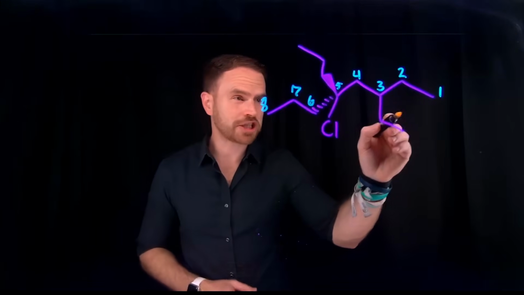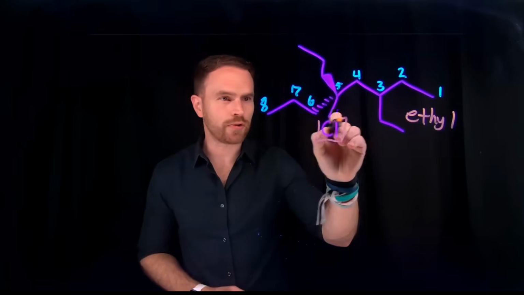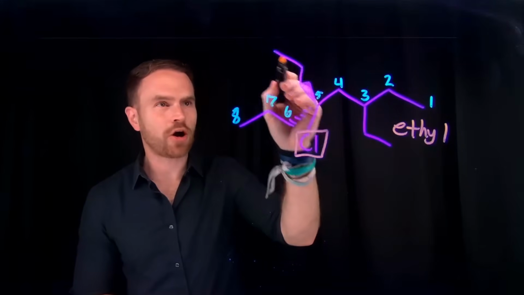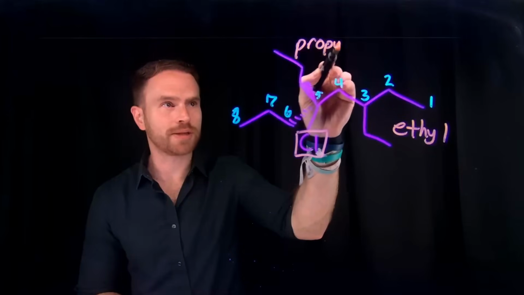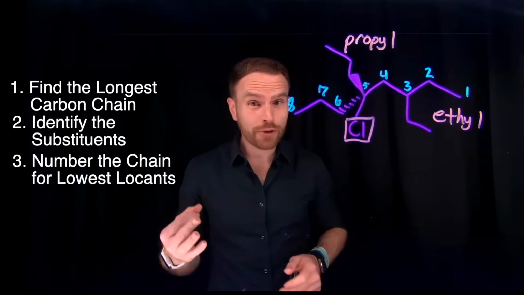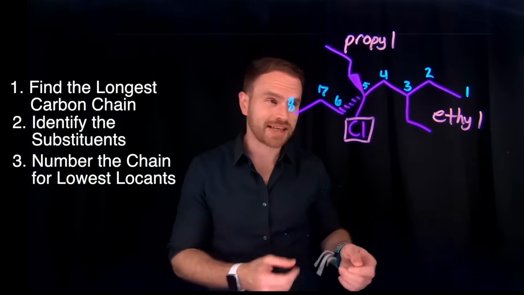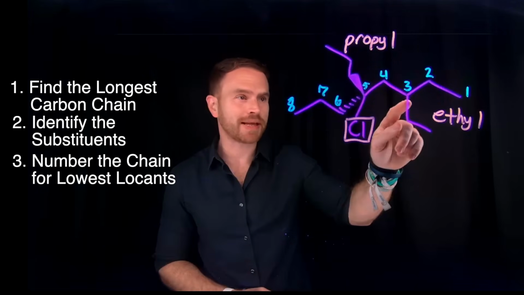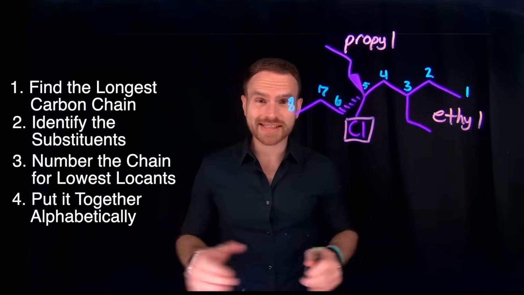And coming off this chain, I see an ethyl group, I see a chloro group, and I also see this 3-carbon chain substituent, which we call a propyl group. So a 3-carbon chain is known as a propyl group. Third is that we should number the chain in order of the lowest locants or substituents, and I've already done that by placing the ethyl group at the 3 position. And step 4 is to put all these things together alphabetically.